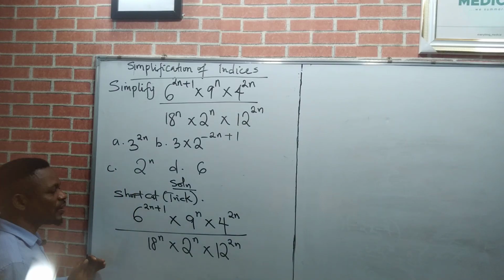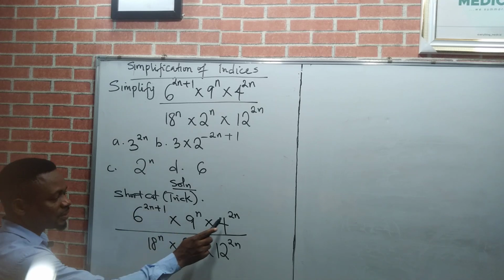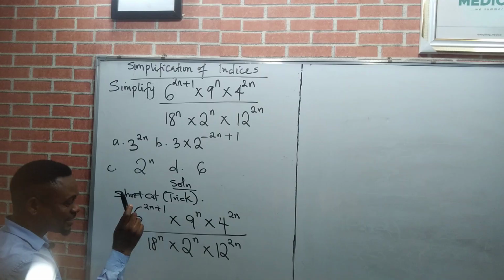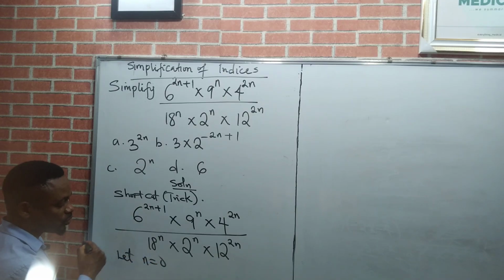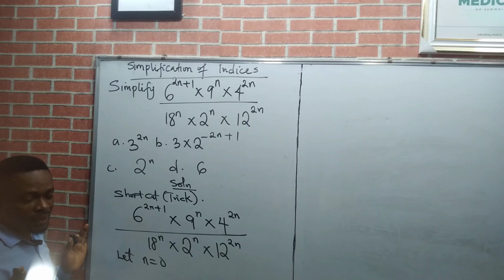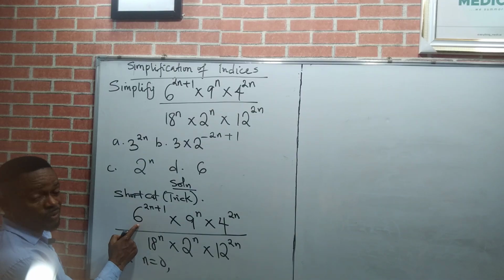Now, if you observe every side of the expression, there is n in the power everywhere. So the secret is just to say let the value of n be equal to 0, and that is all. Now, if the value of n is 0, can we now try the numerator?